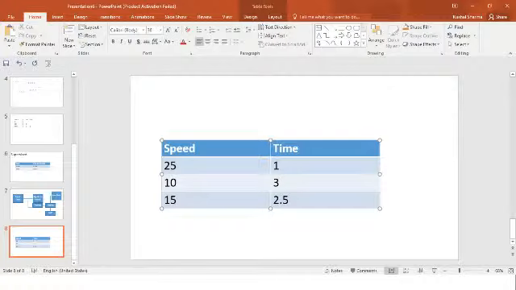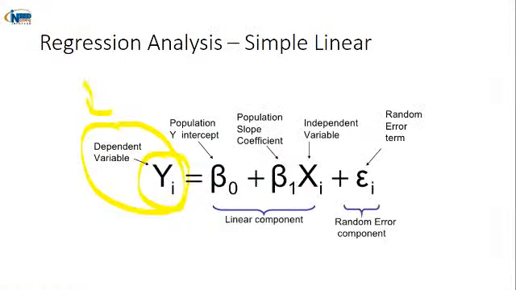Looking at this data, I'm asking you one question. Let's say somebody is running with a speed of 24 units per hour. Approximately how much will be the time consumed by that person? Quickly share in the chat box. How much will be the time consumed to cover that distance? I'm not asking you to make any calculations. Approximately, what will be the time? Let's have it in chat.